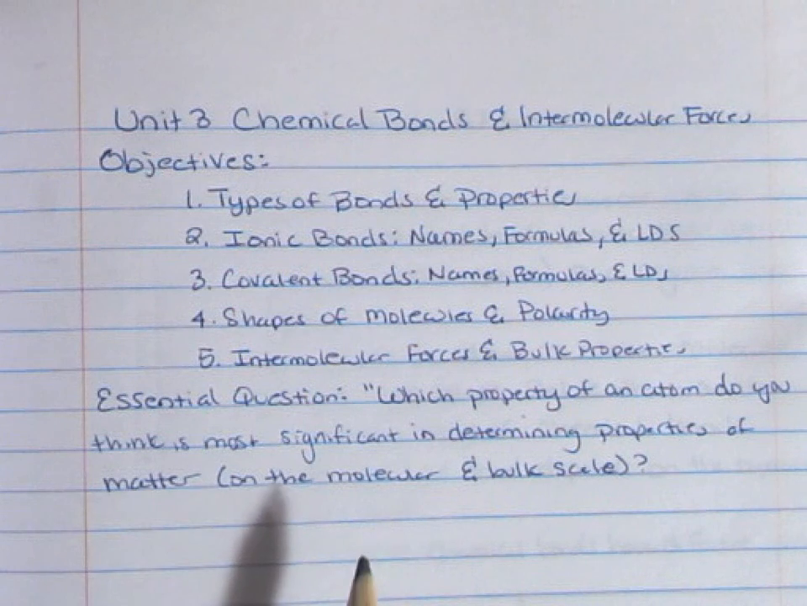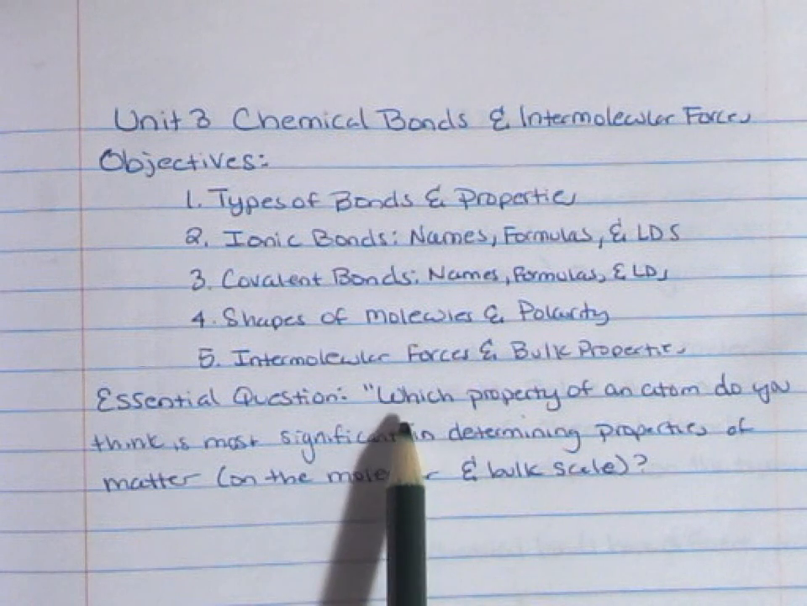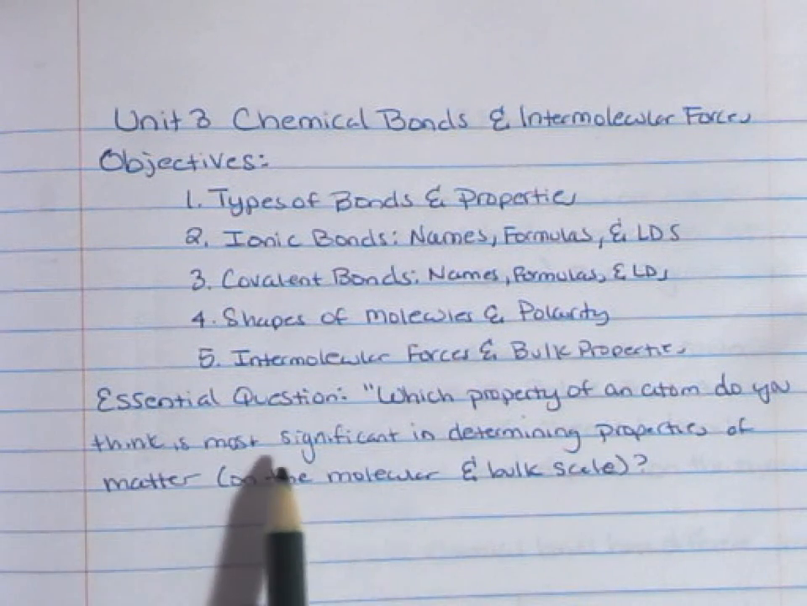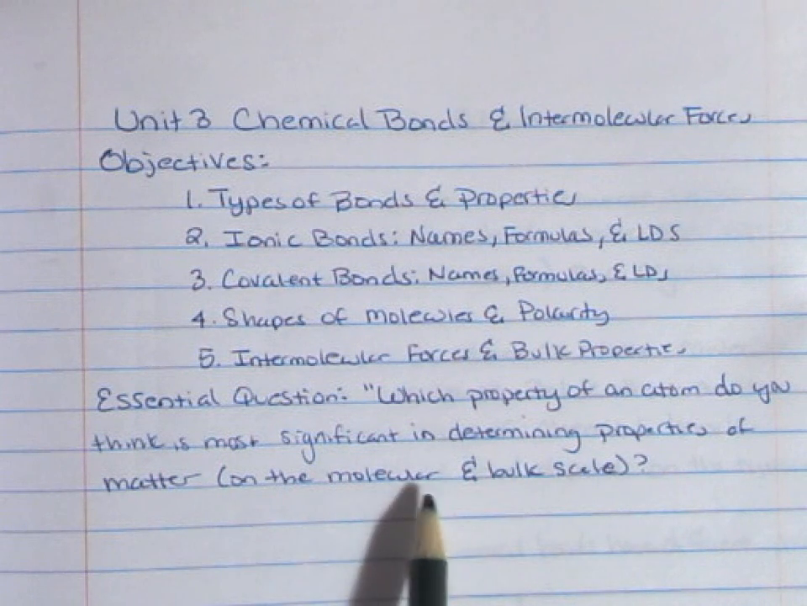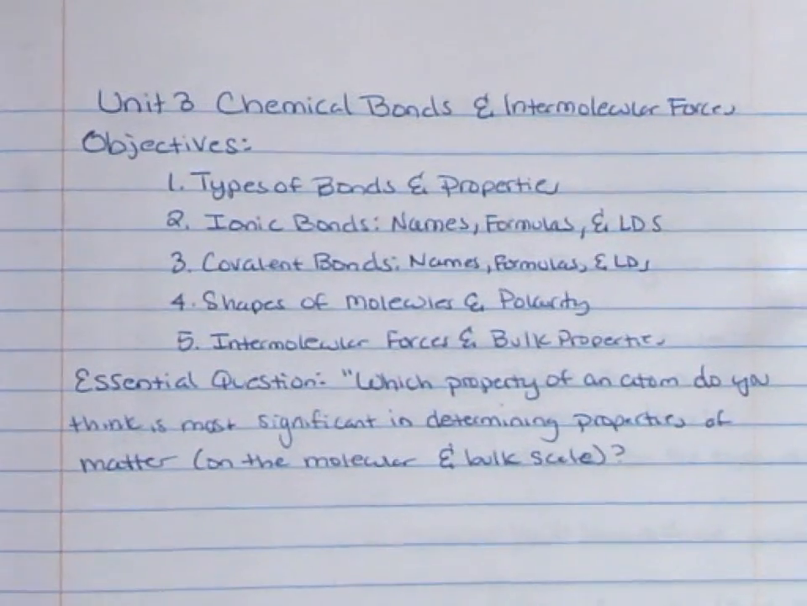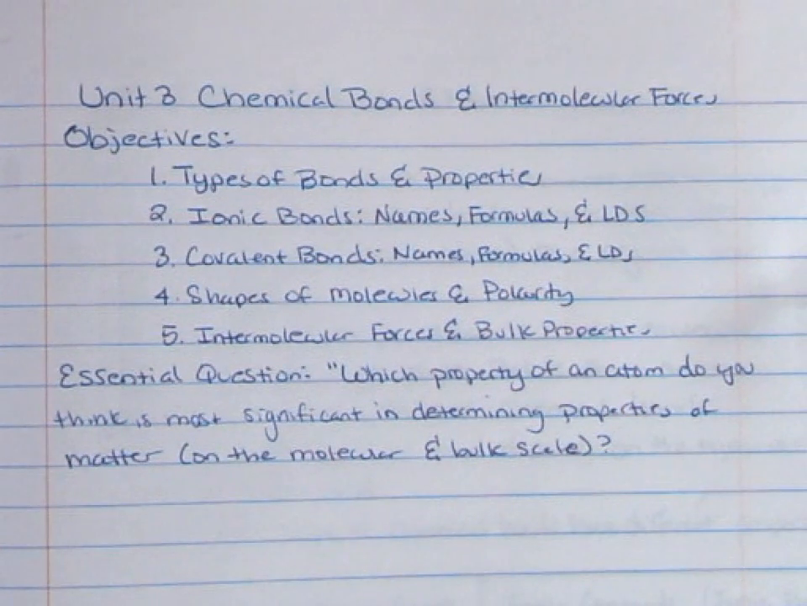The essential question for this unit is: which property of an atom do you think is most significant in determining properties of matter? And that's on the molecular and the bulk scale. So that's our essential question. If you need to, take a moment, pause the video, and copy the information for your Unit 3 title page.